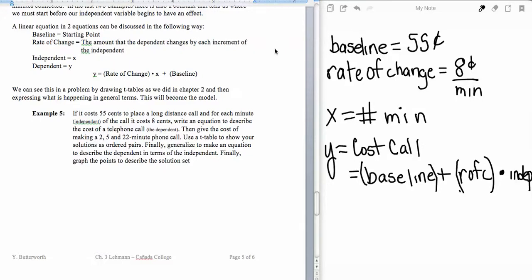Okay, this is section 3.2 continued. We got cut off right in the middle of going over this example where we're creating a linear model. But that's okay, because it was a good point to get cut off. We're now going to actually make this model.